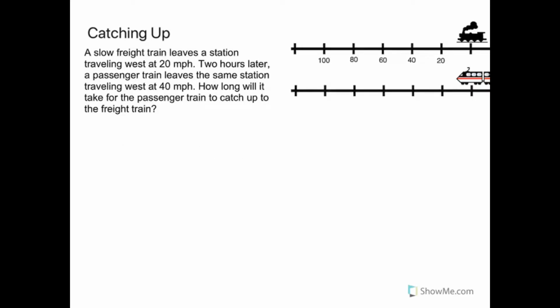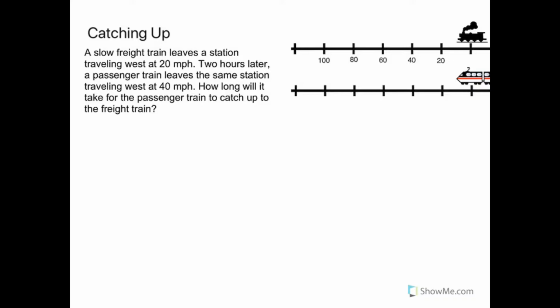Here's a catching up problem. A slow freight train leaves a station traveling west at 20 miles per hour. 2 hours later, a passenger train leaves the same station traveling west at 40 miles an hour. How long will it take for the passenger train to catch up to the freight train?